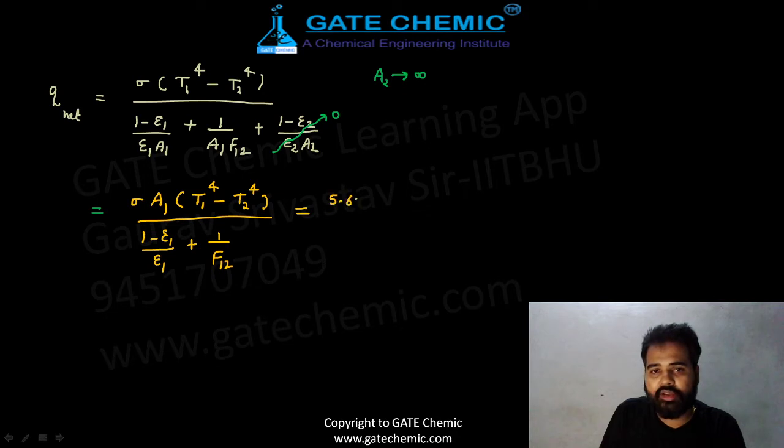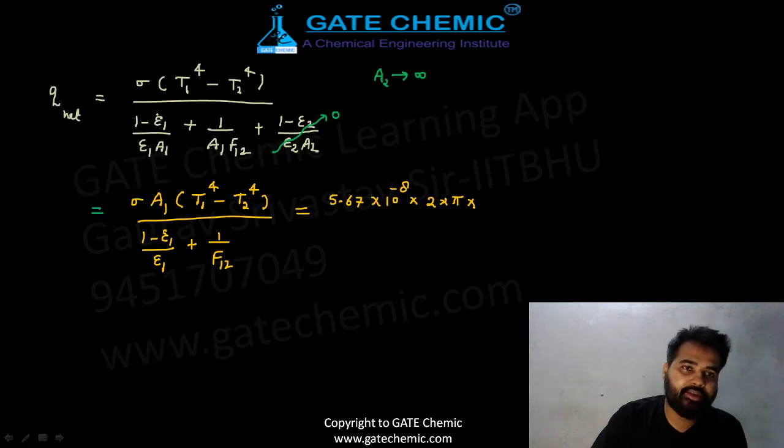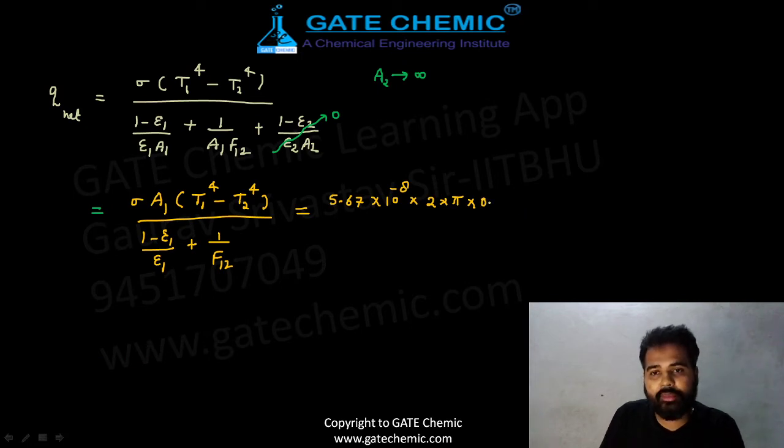So sigma is the Stefan-Boltzmann constant whose value is 5.67 into 10 to the power minus 8 watt per meter square per Kelvin to the power 4, and the area for the hemisphere surface is 2 pi r square. I'm writing pi as pi because in the virtual calculator there is an option to write pi. So 2 pi, and what is r? R is also there, beta. Where is r? 20 centimeter diameter, that means r is 10 centimeter. 10 centimeter means 0.1 meter.